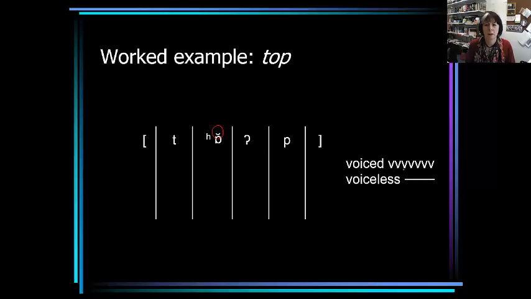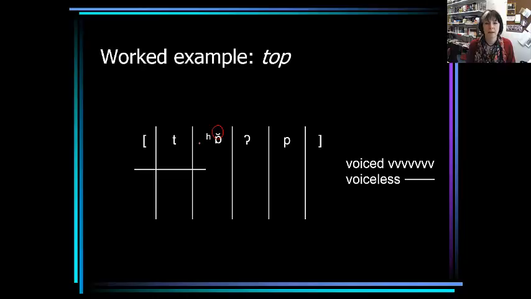In this diagram, if sounds are voiced, they're marked with a row of V's, and if they are voiceless, they're marked with a line like that. So to start with, we've got our voicelessness. So there's no voicing, assuming this word is produced on its own in isolation, there's no voicing when I start saying this consonant, and there's no voicing during it. It's a voiceless consonant, there is no voicing.